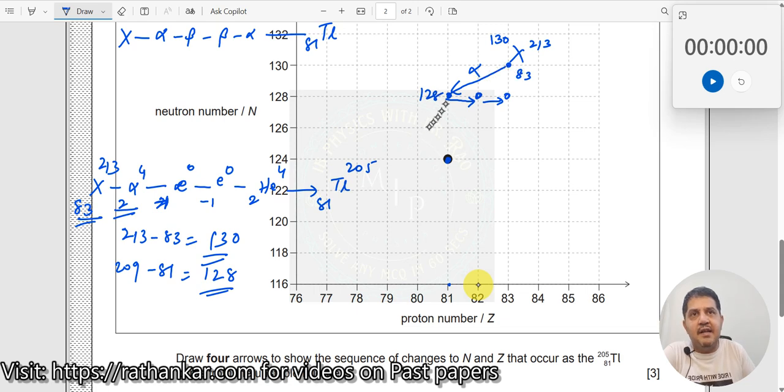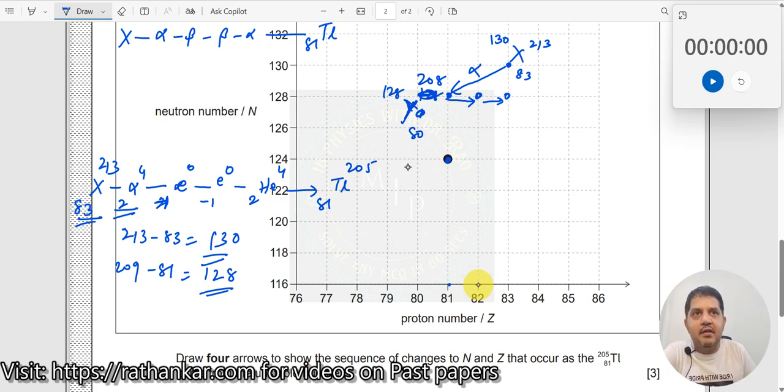So after alpha decay, now what's happening? You get 128 here. What is 128 here? Neutron number. I do not know what the nucleus is here, so I'll write this as y here. What is the proton number here? Proton number is 80 here, and 128 should be here, right? Total number of nucleons, 128 plus 80, which will be 208.